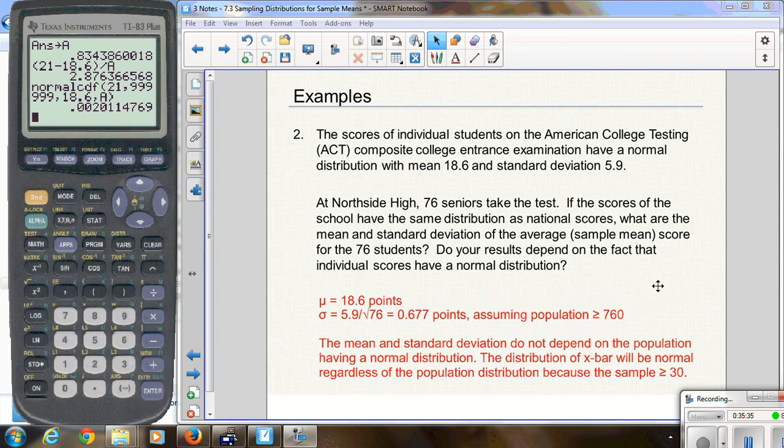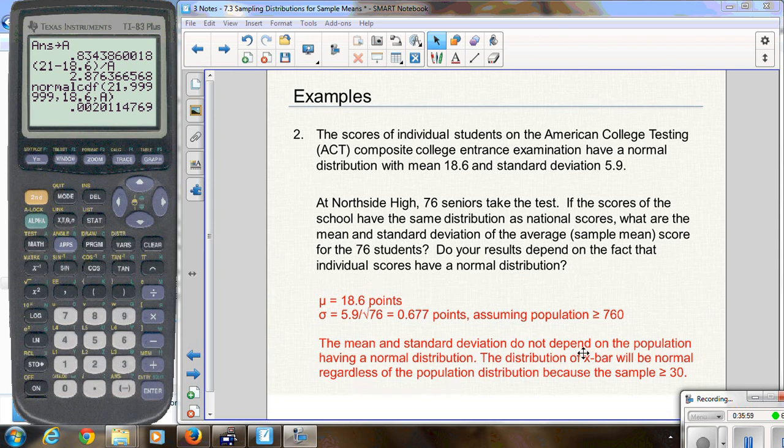You may or may not be prompted to list your conditions, so that's something you have to understand is required in order to proceed. The mean and the standard deviation themselves don't depend on the population having a normal distribution. If I wanted to start calculating probabilities, then X bar would need to be normal, or I'd have to know the distribution of X bar in order to proceed.